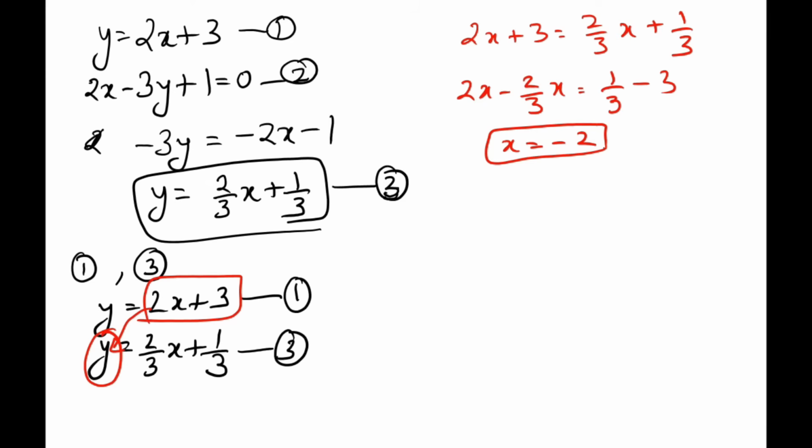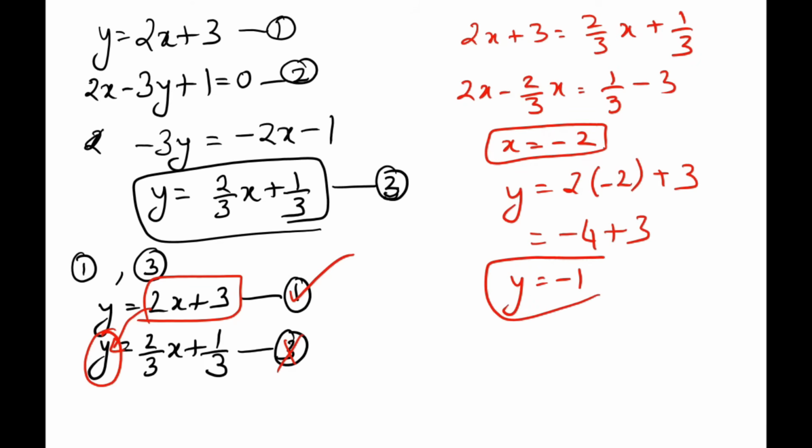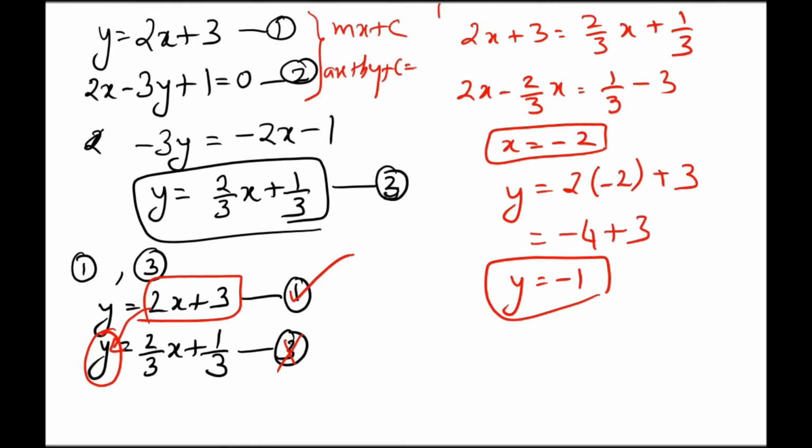And again, choose one of the equations. Obviously you won't choose 3 because it's more complicated with fractions. It's easier to choose number 1. So y equal to 2x plus 3, and I'm substituting the value of x as minus 2 in this. Therefore I get the same value of y. So y equal to minus 1 is the answer here. Therefore either way you can solve this type of simultaneous equation, where one is in the form of mx plus c and the other is in the form of ax plus by plus c equal to 0.